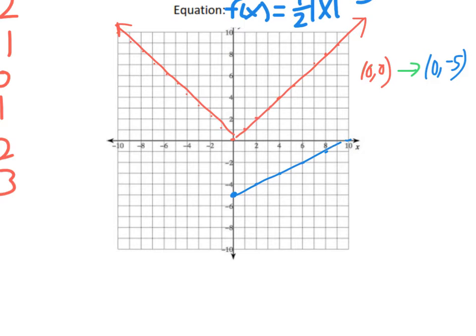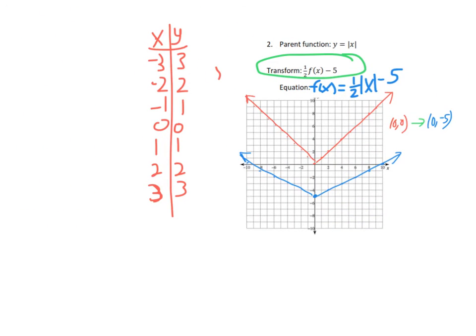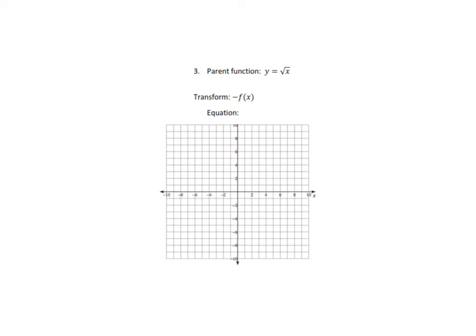So here it is. And then on the other side of the graph, we're going down 1 over 2. And so here we are, down 1 over 2. And there's our transformed graph.